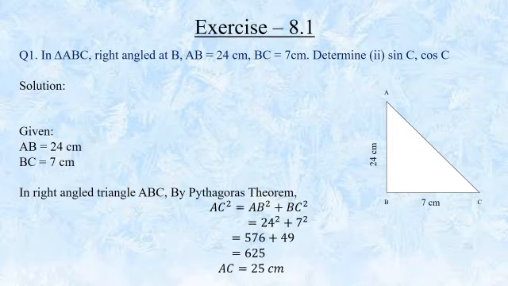In right angle triangle ABC, by Pythagoras theorem, AC square is equal to AB square plus BC square. That is 24 square plus 7 square. Solving, we get 625. So, AC is 25 centimeter. Now that we have got all the three sides, let us find the trigonometric ratio.